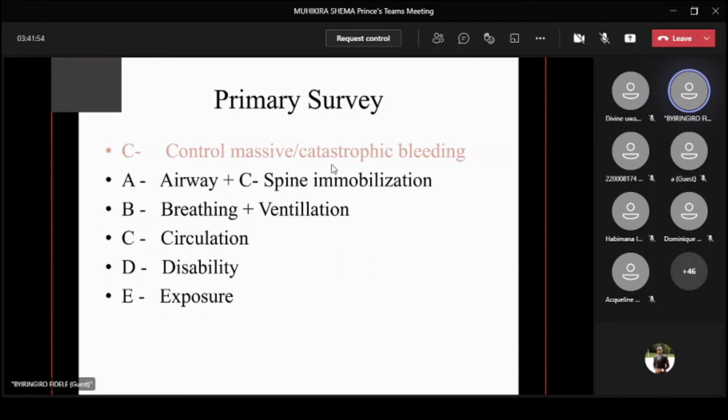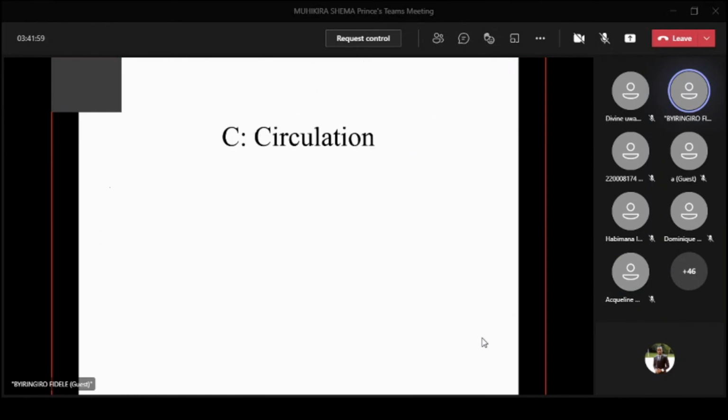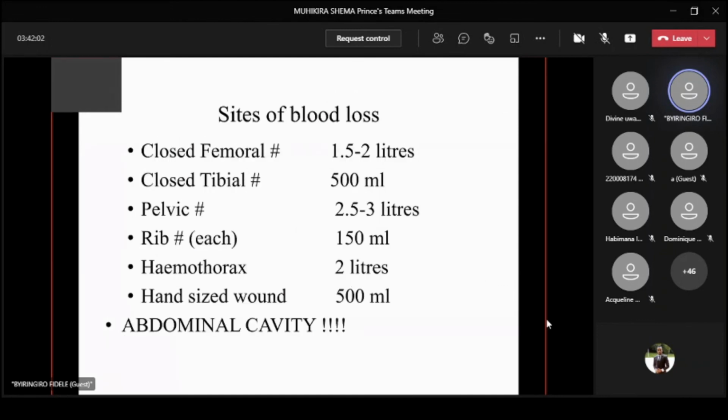Okay? Yes. Good. Let's continue before we have our break. We are almost done. So now, these are the levels of blood you can lose. A closed femoral fracture can lose up to 2 liters. A closed tibia fracture can lose up to 500 mils. A pelvic fracture can lose up to 3 liters of blood. A rib fracture can lose up to 150 mils. In the thorax, a hemothorax can produce 2 liters. A hand-sized wound can lose 500 mils.